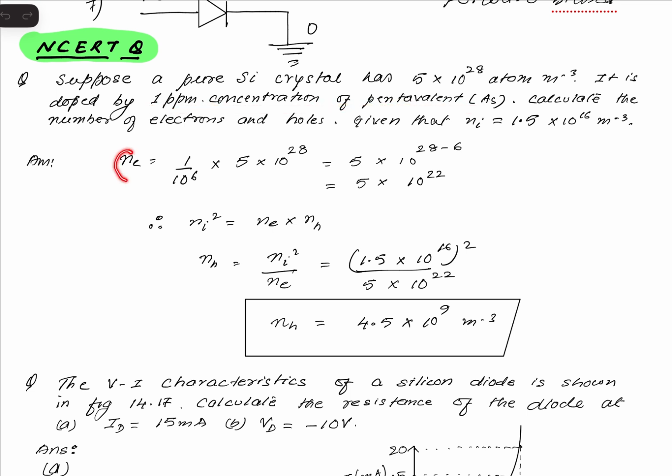So here I have doped with 1 ppm concentration of pentavalent. So Ne will be 1 out of million, 10 to the power 6, of the total number of atoms. Right? So this will be Ne. So Ne is 1 ppm of this many atoms. So 1 by 10 to the power 6 into this, you are going to get Ne. Now since we know one relation of recombination, that's Ni, the intrinsic concentration, Ni square equals Ne into NH.